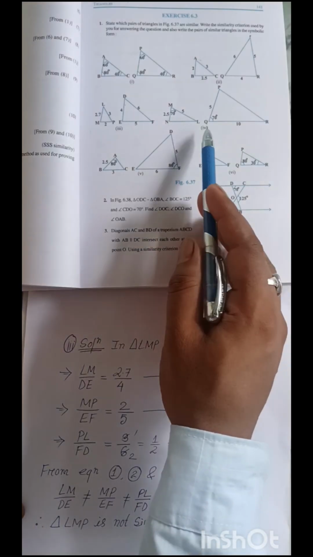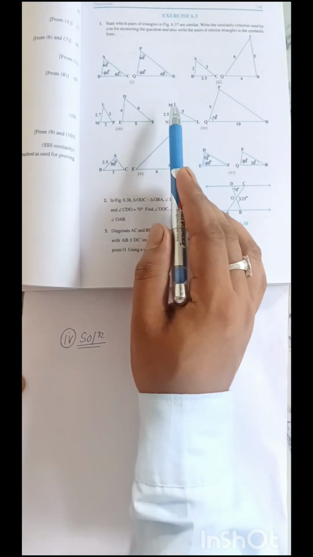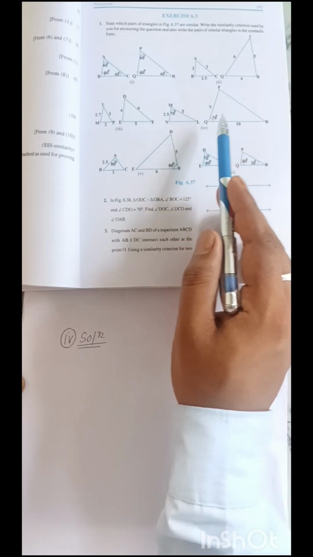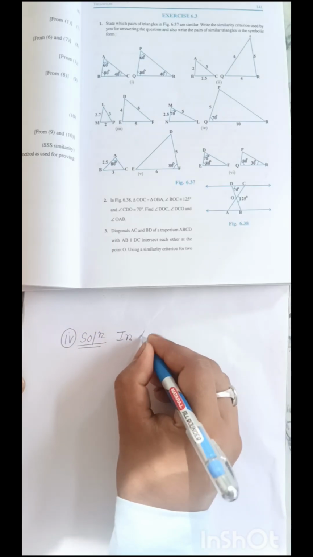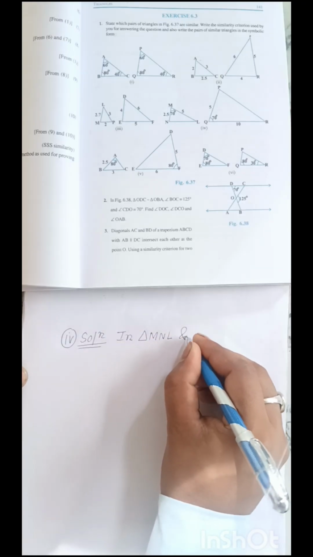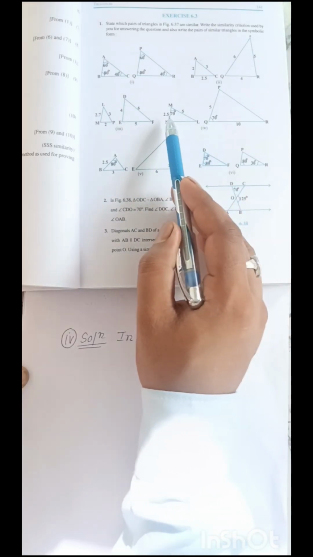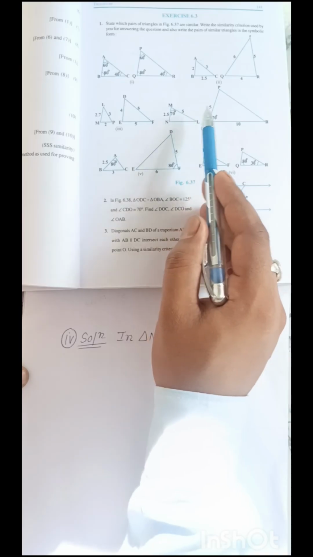Now we will solve question number 4. Given triangle MNL and triangle PQR, we will check whether these two triangles are similar or not. So right here in triangle MNL and triangle QPR, in these two figures one angle, this angle and this angle, are equal with each other, and the side values are also given. So I will compare these two sides, and this angle also.